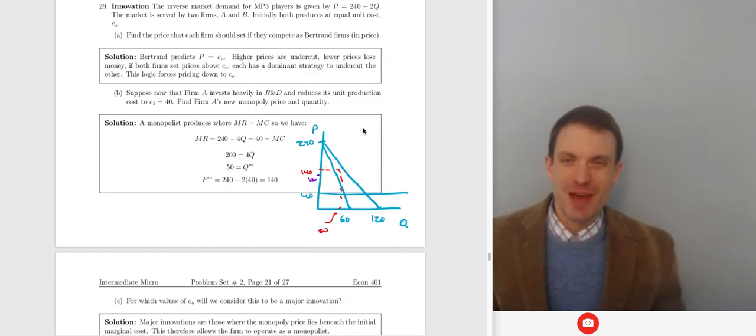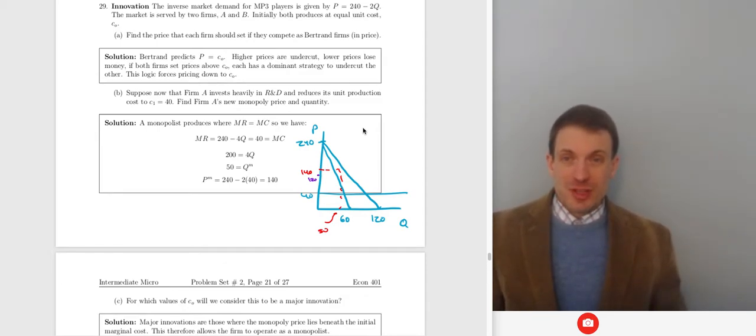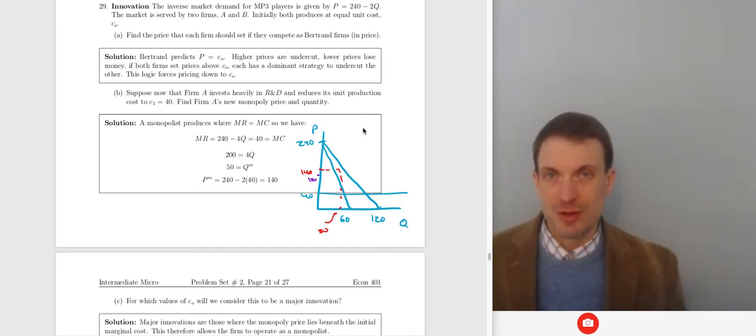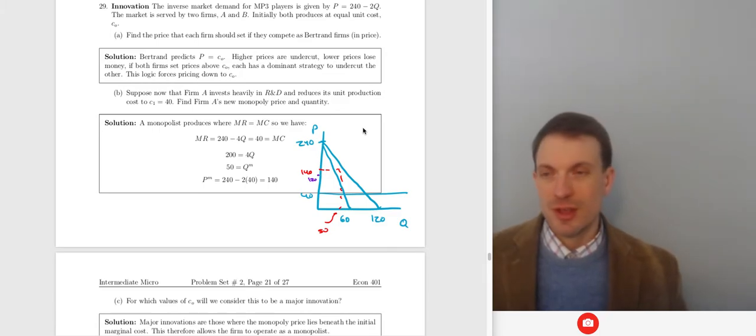All right, so we have two firms, and initially they have the same unit cost. What price are they going to set if they're competing as Bertrand firms? Well, Bertrand competition means that they're competing in price. Here we'll just assume that they have identical products. And that actually has the same prediction as the competitive market. They'll set price equal to marginal cost. So Bertrand predicts price is going to be equal to C naught.